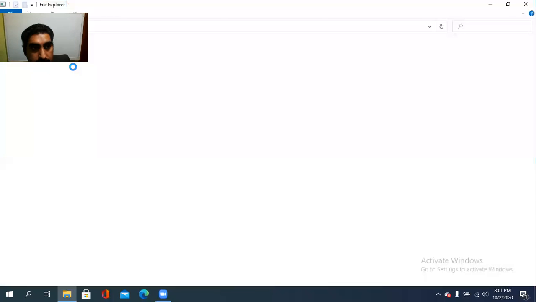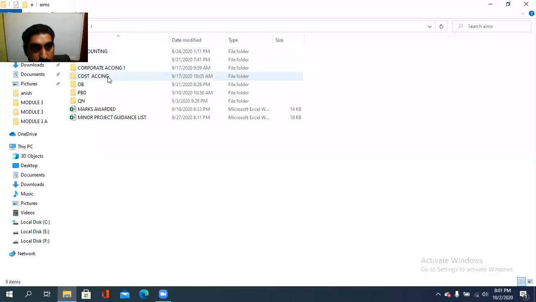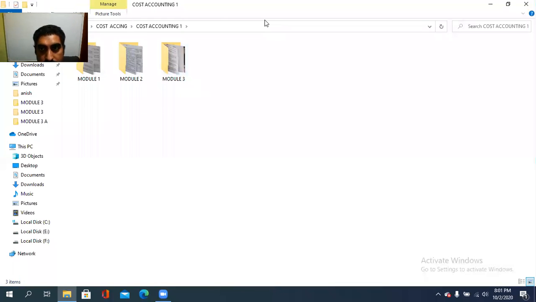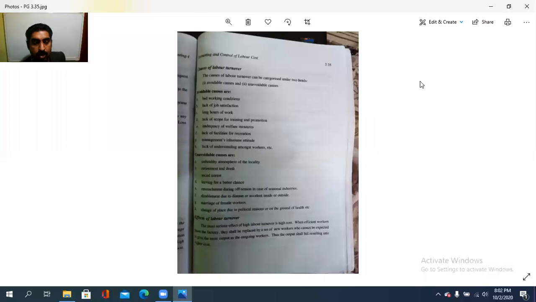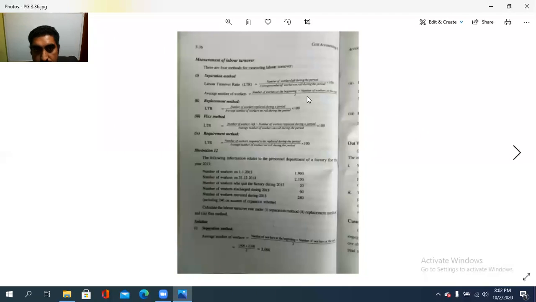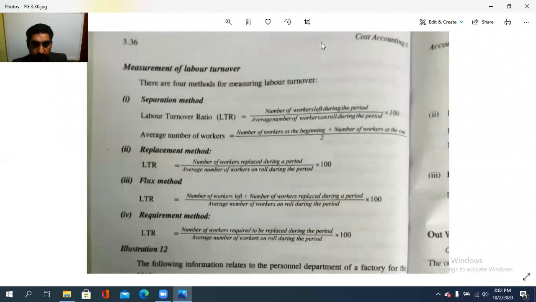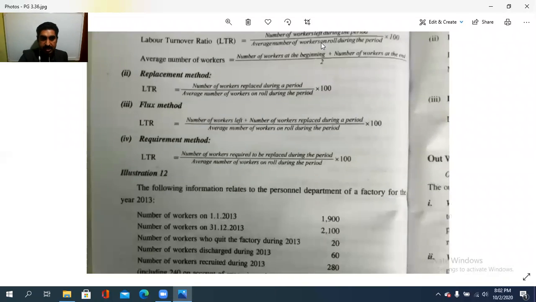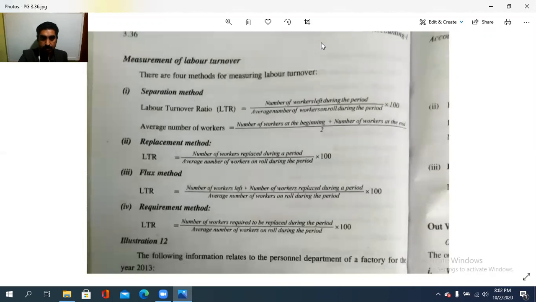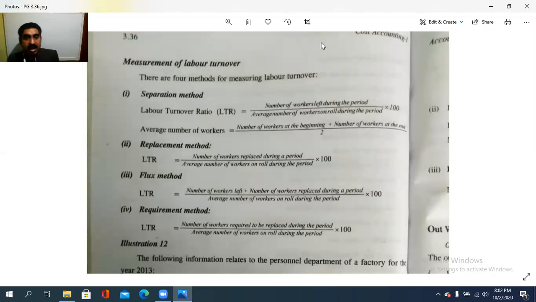So today, and also what are the causes with regard to labor turnover, that is the avoidable causes and unavoidable causes. And next we are going to see measurement of labor turnover: the separation method, the replacement method, the flux method, and the requirement method. So these are the measurements of labor turnover.